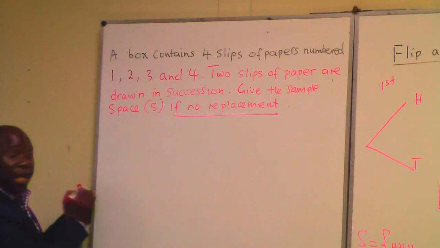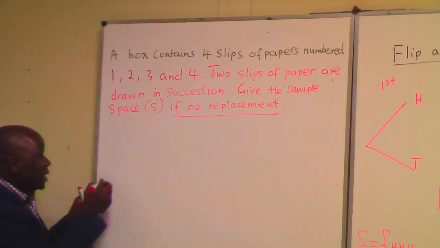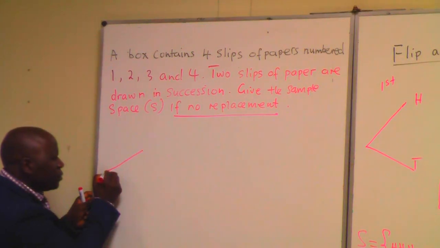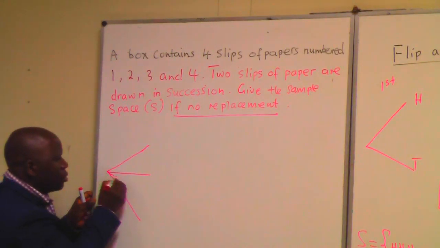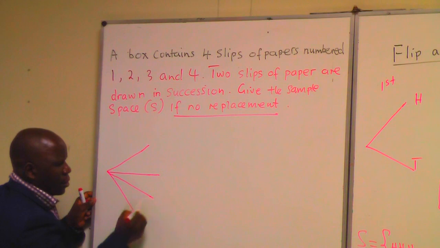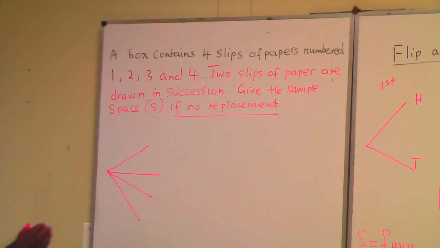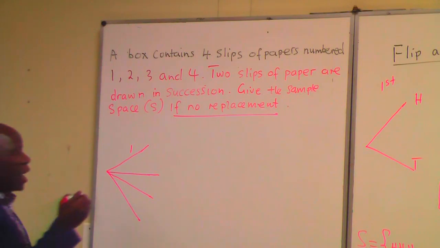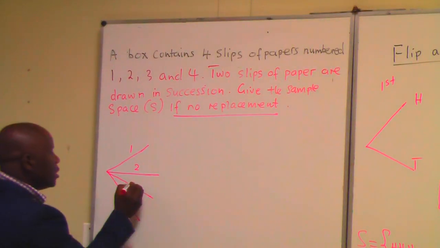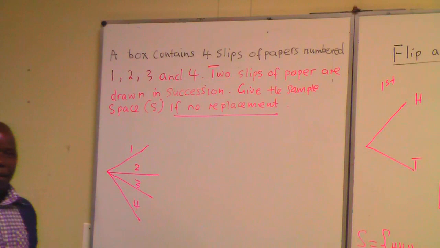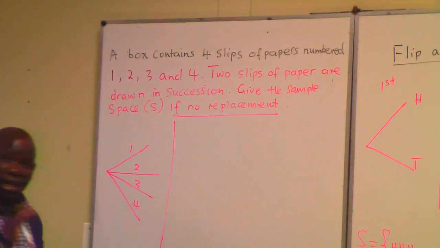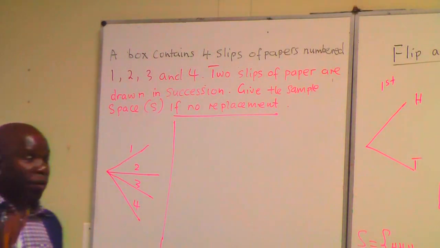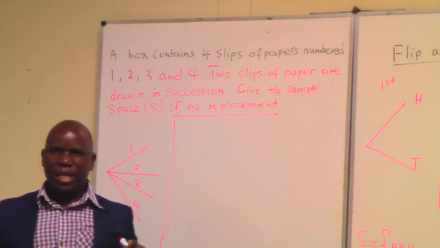So in other words, we need a tree with 4 branches. In a single pick, we can pick a slip numbered 1, 2, 3, or 4. But remember, we are told that this process is conducted twice, and we are told there is no replacement.